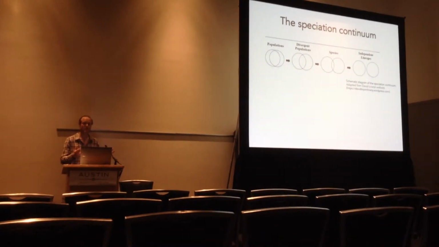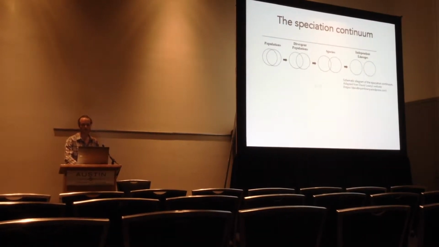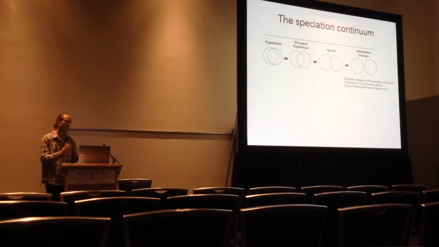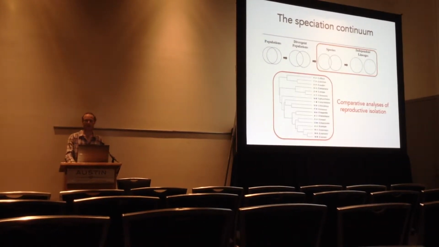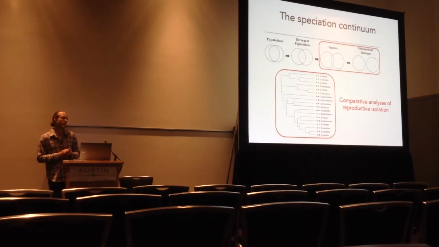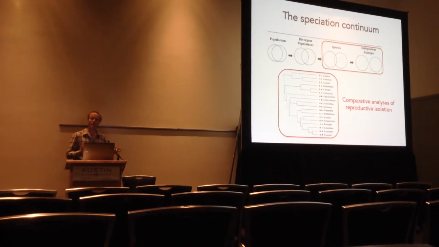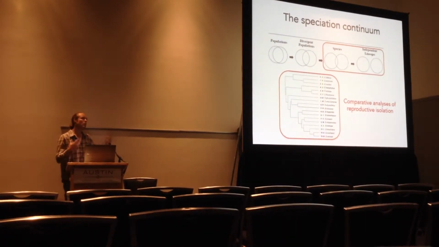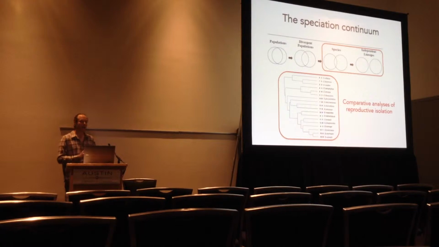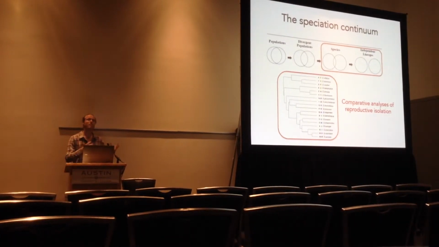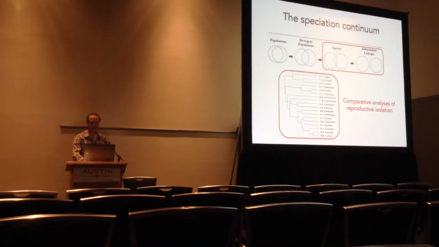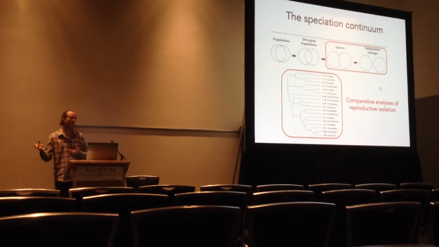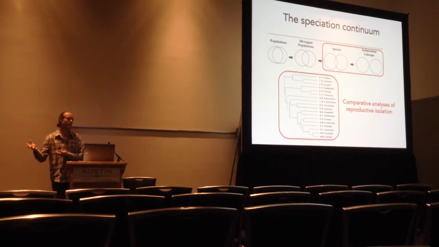We're trying to infer something about a process that's taken time by looking at single points along that continuum. We may be studying divergent populations here, or a species pair here. It's hard to make inferences about this whole process by looking at single time slices. One elegant method to address these difficulties is comparative analyses of reproductive isolation. In these analyses, we have multiple species pairs within a clade, and we're quantifying reproductive isolation between many different species pairs. Essentially, we're taking lots of time slices across this continuum and trying to paint a picture of how reproductive isolation evolves over time.